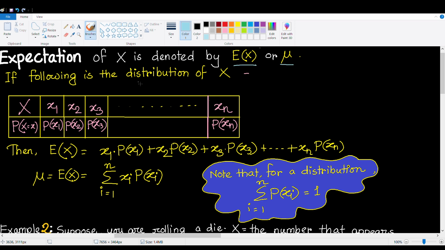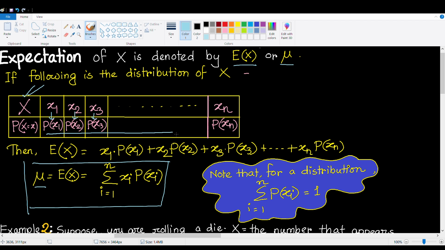The following is the distribution of a random variable set x, where x1, x2, x3 are random variables inside x, and the corresponding probabilities are listed below each of the variables. Then E of x equals the sum of the product of each random variable with its corresponding probability. Now we know that E of x is also denoted by mu, and this is the summation form of the formula. One thing I want you to note is that the sum of all of these probabilities will be equal to 1. Okay, so this is written here.